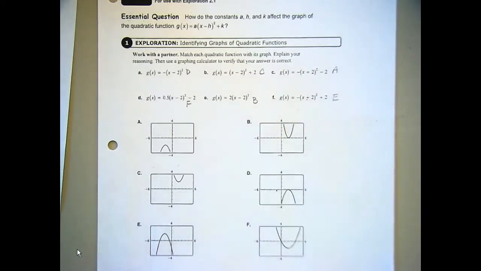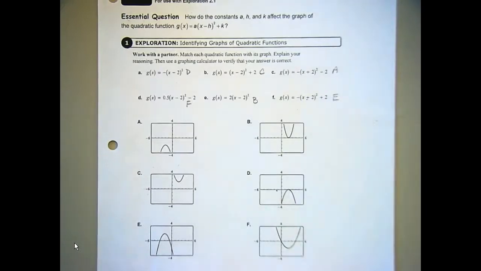Now, tell your neighbor how you came up with those. What strategies did you use? Well, I looked at the negatives. You can see if it's going to the right. All right. Help me out. What are some strategies you came up with? What were some ways you came up to narrow these down?